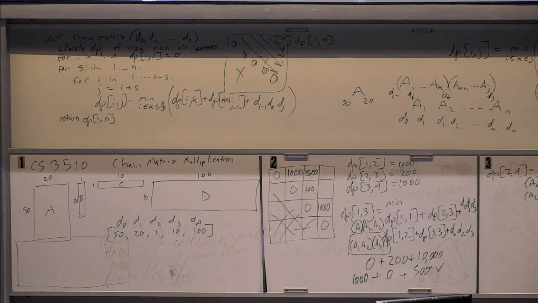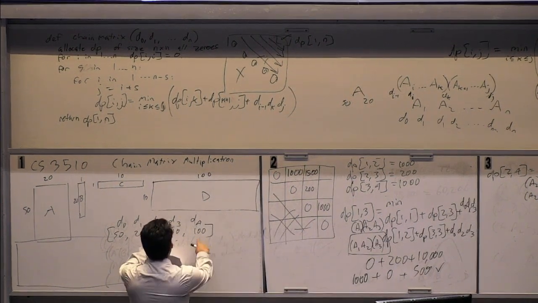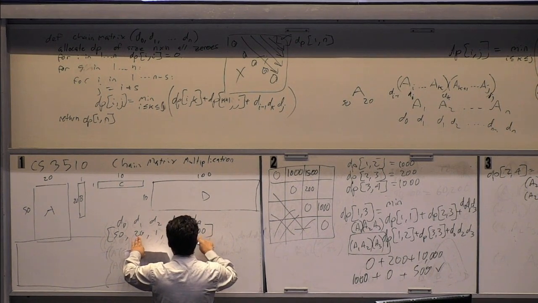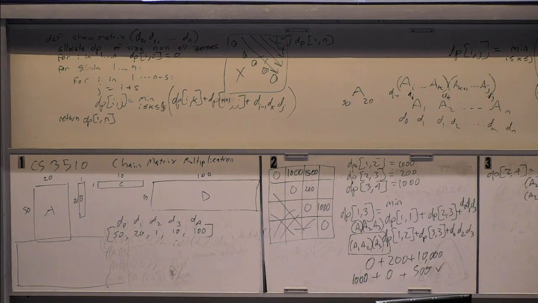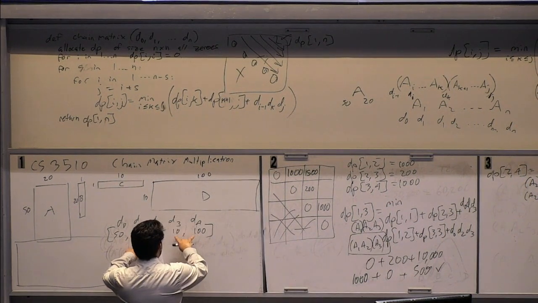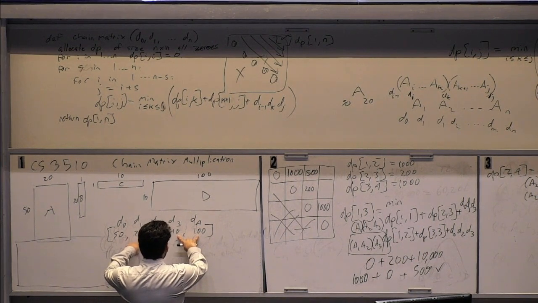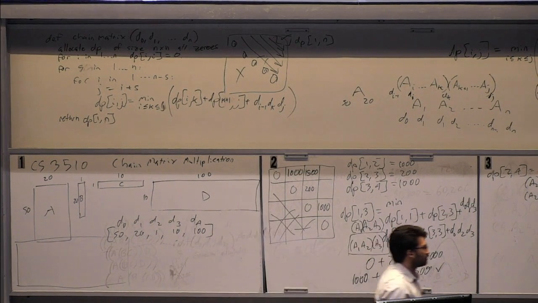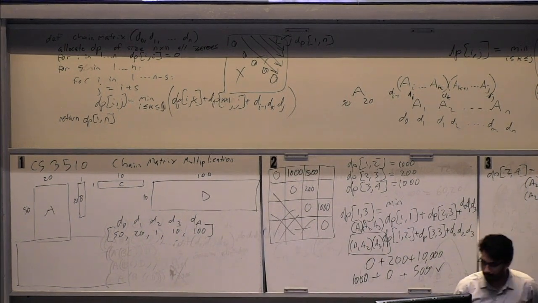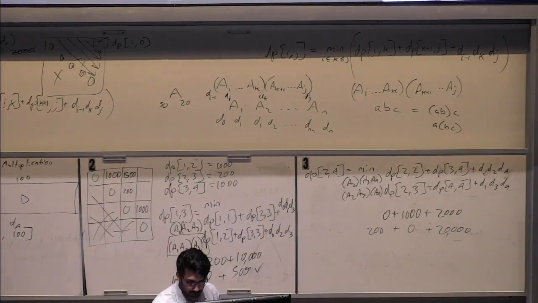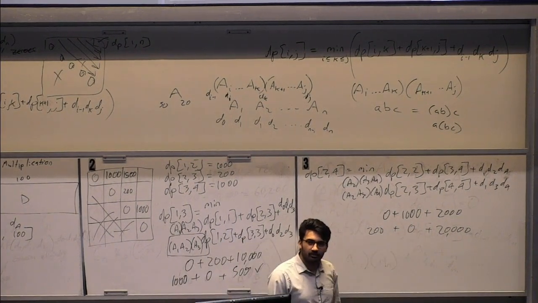This is going to be 0 plus DP of 3,4 is 1,000 plus D1, D2, D4 is going to be 20 times 1 times 4, 1,000. So it's 20 times 100, which is 2 times 1,000, which is 2,000. So this is 3,000. This is 2,3, we've pre-computed as 200. I'm looking over here for that. And then DP of 4,4 is 0. And D1, D3, D4 is going to be 20 times 3 times 4, which is 10 times 100 is 1,000 times 20. So 20 times 1,000 is going to be 20,000. That sounds right. So the minimum of 3,000 and 20,000 is going to be 3,000.